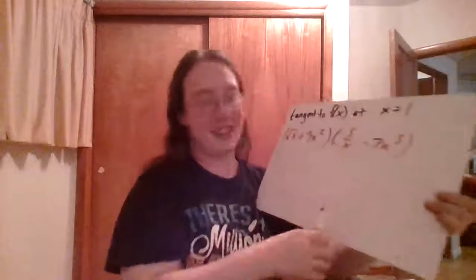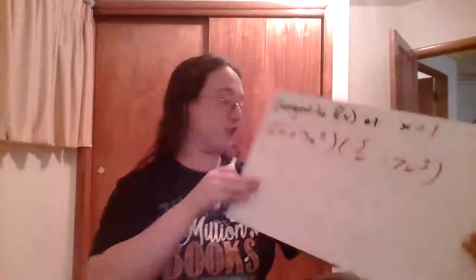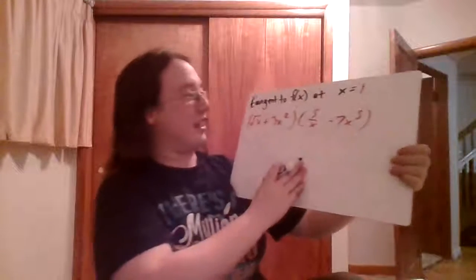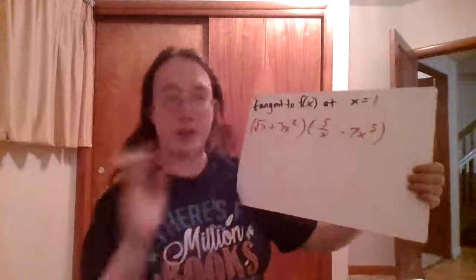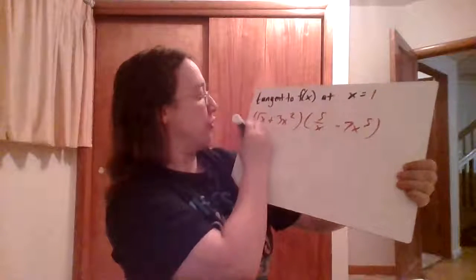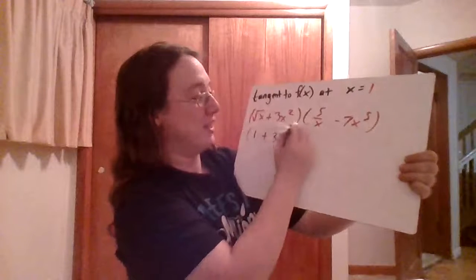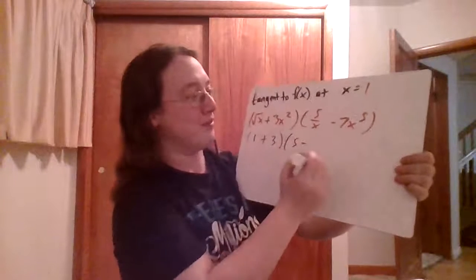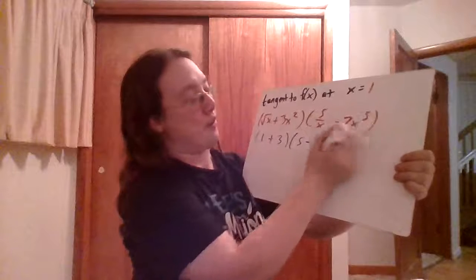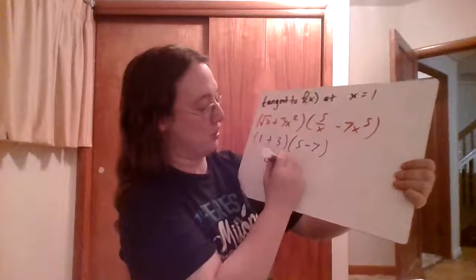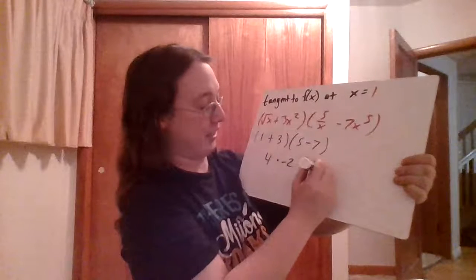Okay, so I'm pretty sure the one in the book is 0, but that should be one that you don't have to do that for. So let's say I want a tangent line at x equals 1, so we're going to want our point at 1, so we're just going to plug in 1. So square root of 1 is 1, 1 squared is 1, 3 times 1 is 3, 5 over 1 is 5, 1 to the 5th is 1, 1 plus 3 is 4, 5 minus 7 is negative 2, which gives you negative 8.